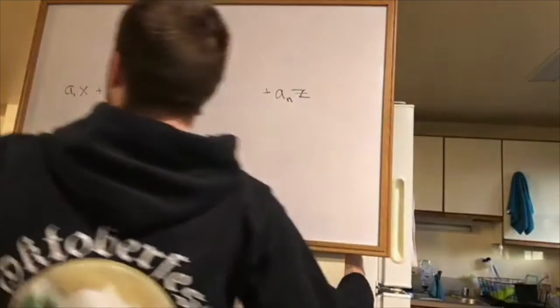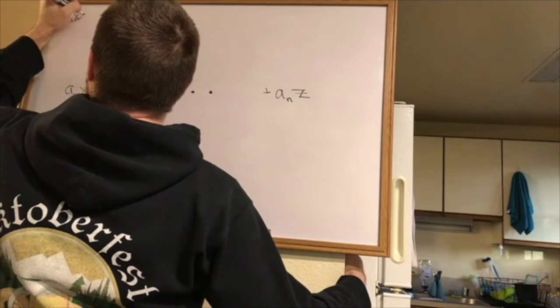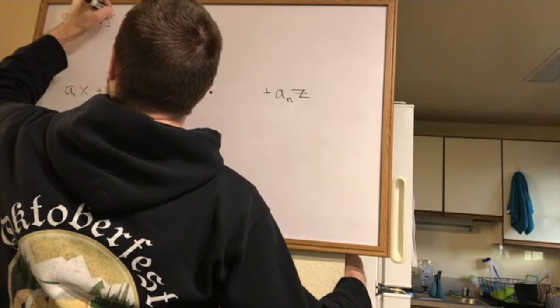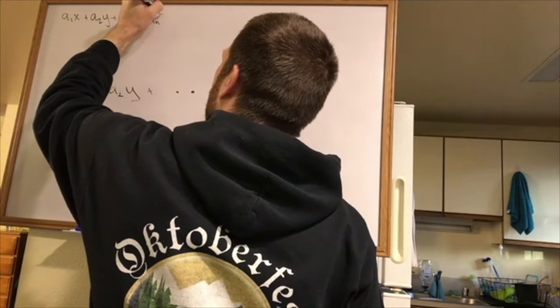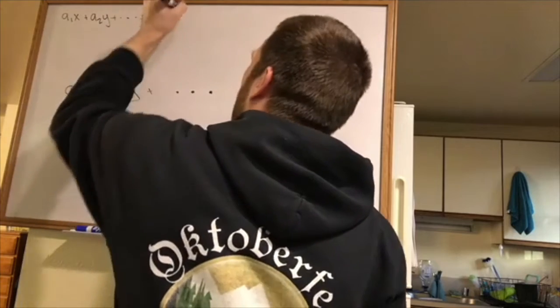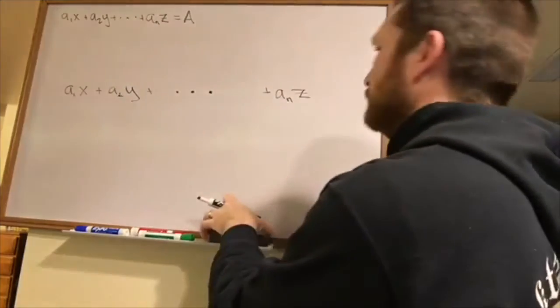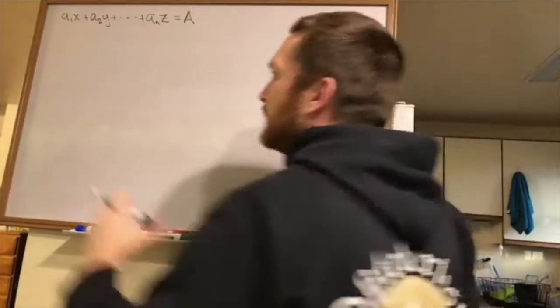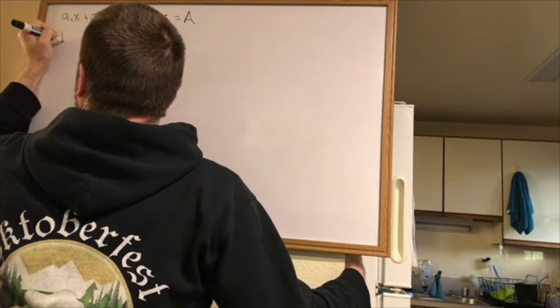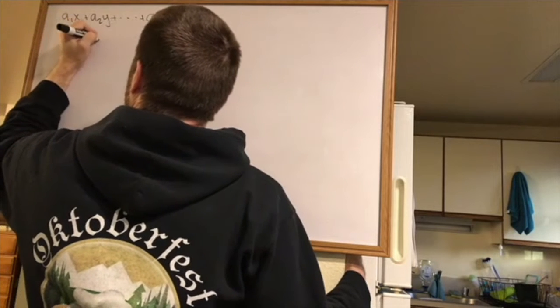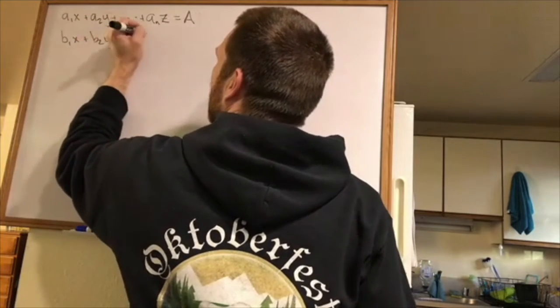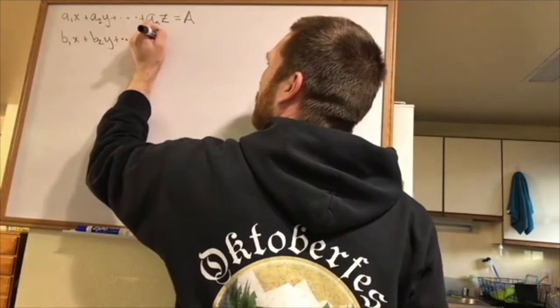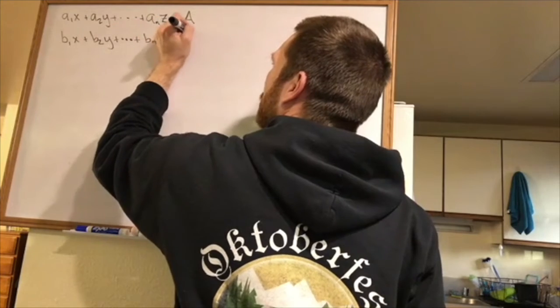Suppose you have 2 of them. So we have A1x plus A2y plus all the others I don't feel like writing, and the last one will be ANZ equals some constant value A. We also have a second linear equation. And what does it look like? Well, it's B1x plus B2y all the way down to the last one, the nth one, and we pair that with z, and we say that equals some constant b.